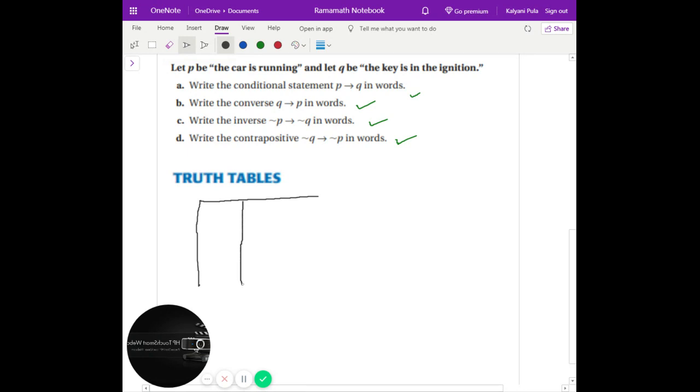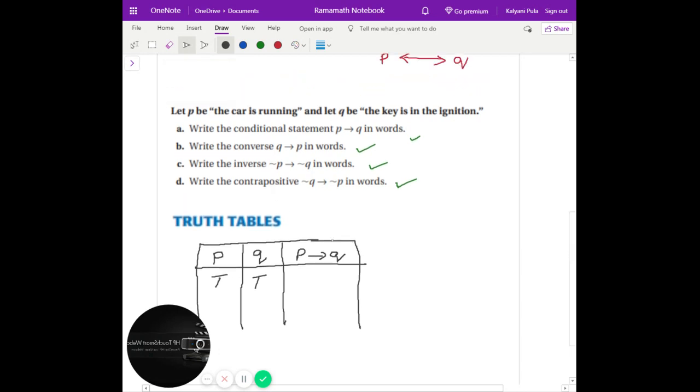So the first one is P, and this one is Q, and then we can put P implies Q. The first statement is P, the second statement is Q, and then we're writing a conditional statement for that. Okay, so let's look at the conditional statements. If the first one is true, the second one is true, and then P implies Q. So let's use this same example right here.